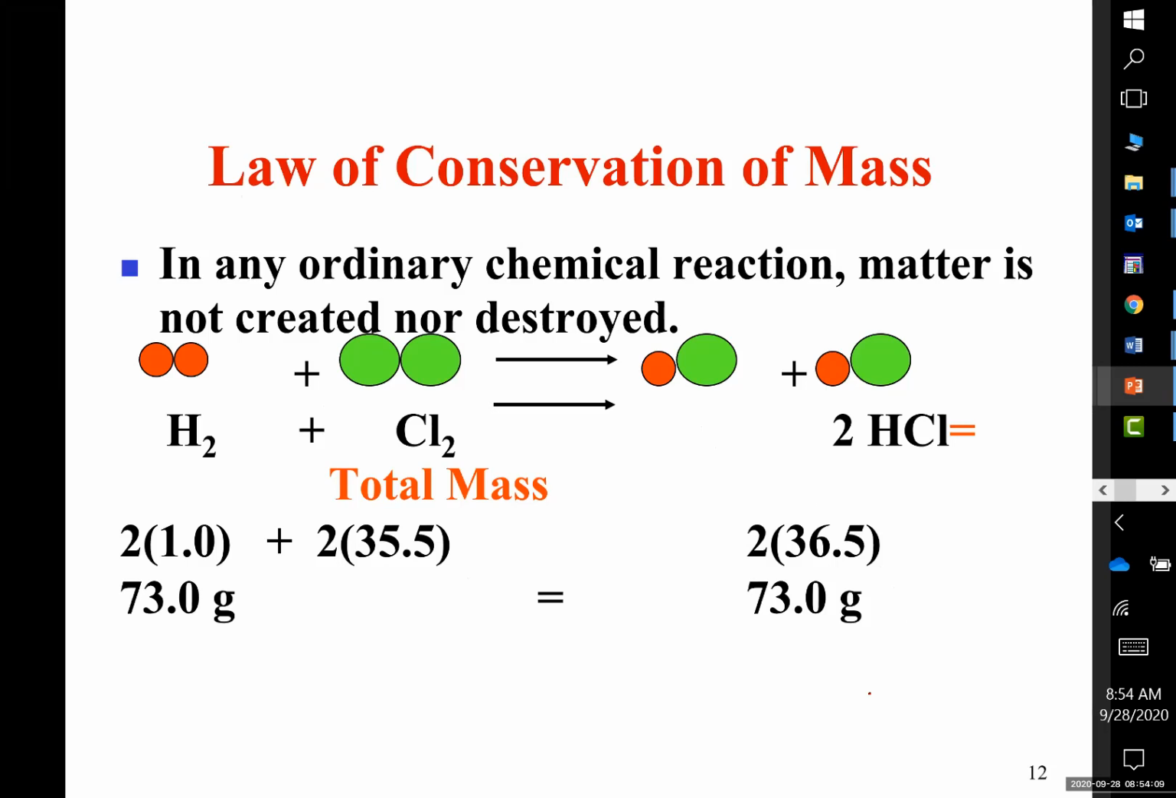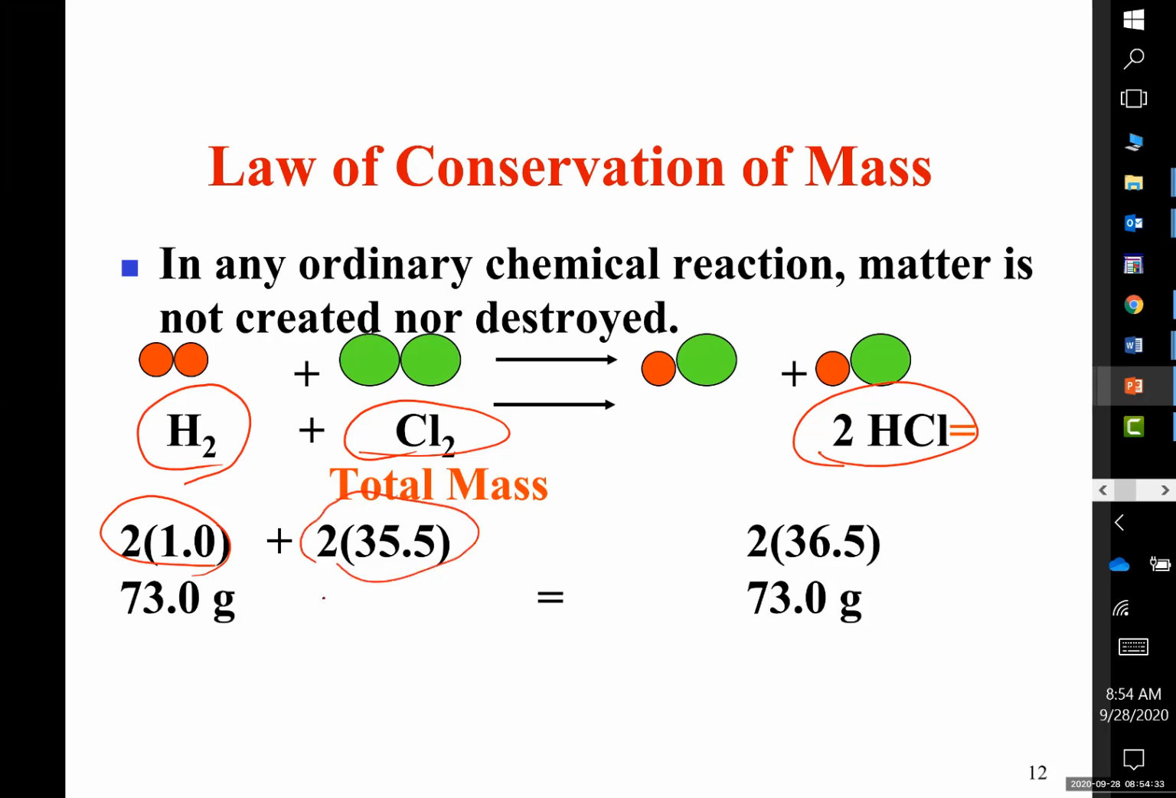So in this reaction, we are reacting hydrogen, diatomic hydrogen, and chlorine to make hydrochloric acid, which is our stomach acid. In this process, if we use 2 grams of hydrogen and 71 grams of chlorine, they add up to be 73 grams of starting material, we are going to get 73 grams of product.